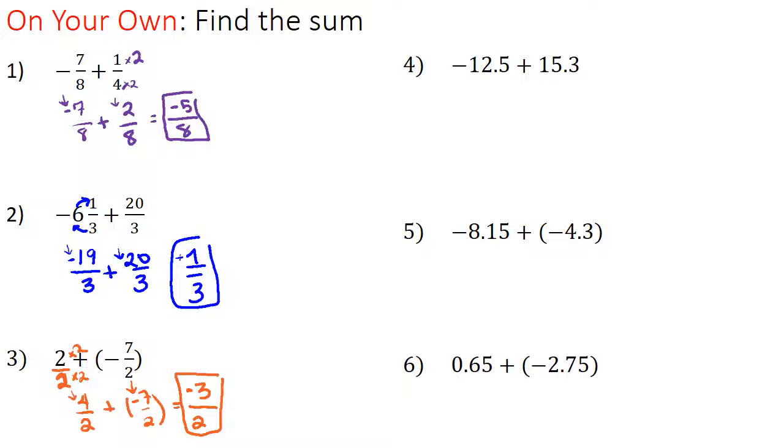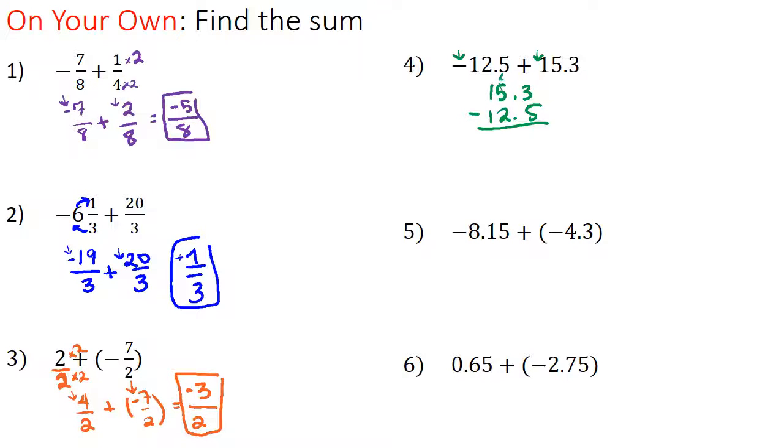As we come over here to the other side, we can see negative 12.5 plus 15.3. They are different signs. We have a negative plus a positive, which means we are going to be doing subtraction. So when we are doing our subtraction, what we're going to be looking for is taking the bigger number, 15.3, and subtracting the smaller number, 12.5, making sure our decimal places line up.